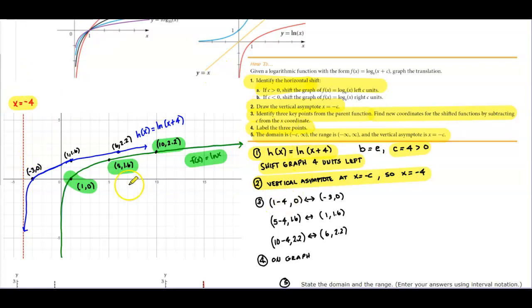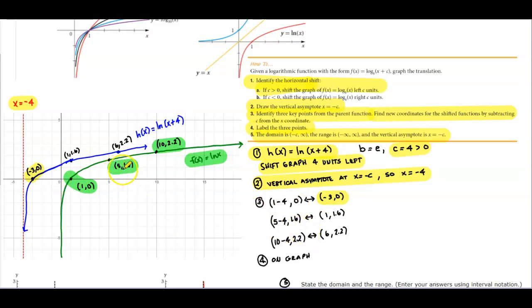And then we're going to take our ordered pairs from the parent function and use the value of c to find our new coordinates. Since the value of x is what's being manipulated, the y's are going to stay the same. So the value of 1 from the parent function is the x-coordinate. We're going to subtract 4, and the y value is going to stay the same. So we end up getting (negative 3, 0). So there is one of our new ordered pairs.